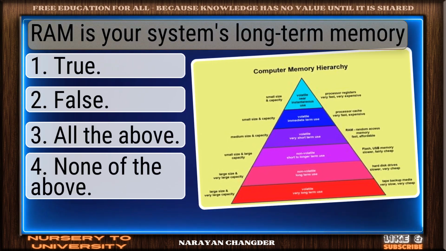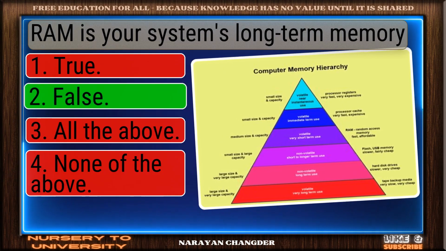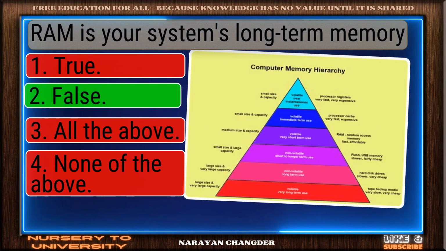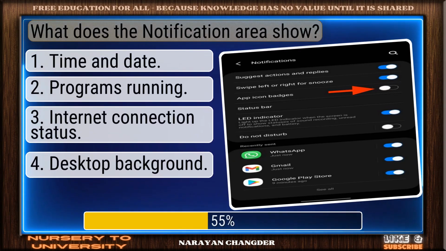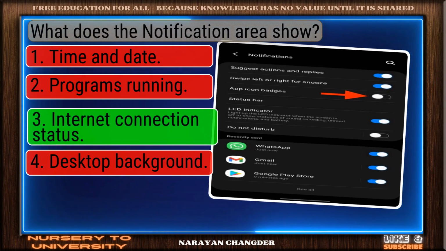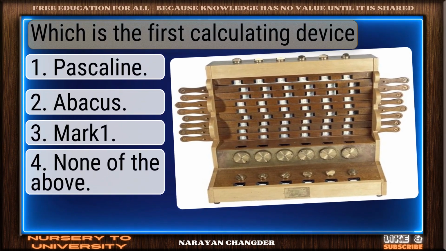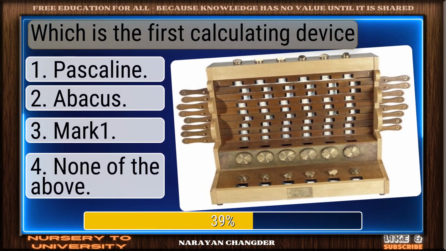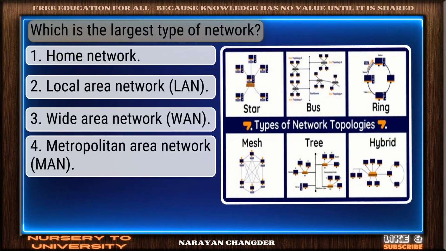RAM is your system's long-term memory. Right choice. False is best. What does the notification area show? Well picked. Internet connection status is correct. Which is the first calculating device? Right again. Abacus is valid.